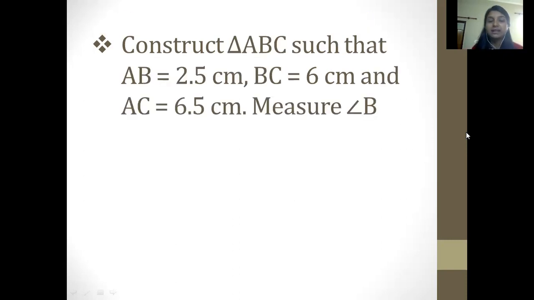Now construct triangle ABC such that AB is equal to 2.5 centimeter, BC is equal to 6.6 centimeter, and AC is equal to 6.5 centimeter, and measure angle B. This is what you have to do. This is for your practice. You would be doing it. You know, this is an activity for you. You would be constructing the way we have done step by step. You would be constructing a triangle.